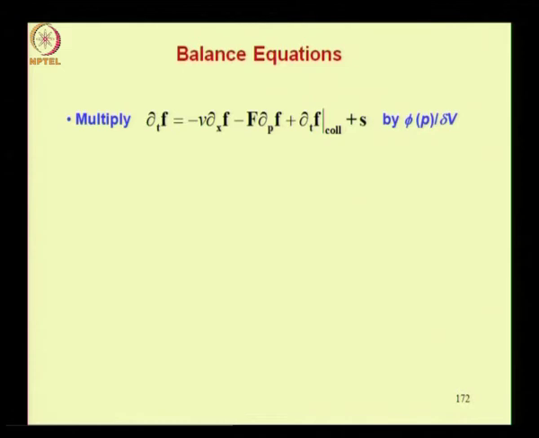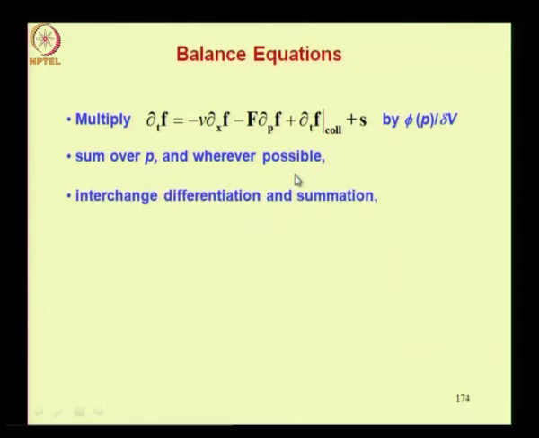So here, before we set out to do that, since we have a number of mathematical derivations, let us put down the steps. You take the Boltzmann transport equation, multiply by phi p by delta v, then sum over all the momentum states p, and this is important, wherever possible interchange differentiation and summation. This is a step that we should particularly take note of.